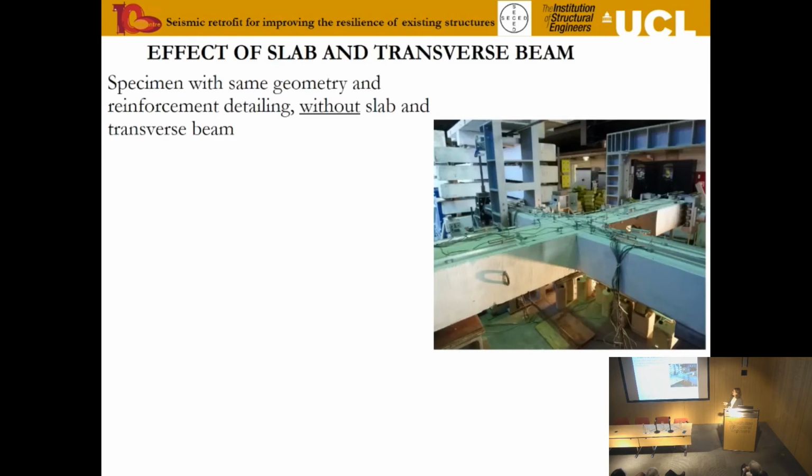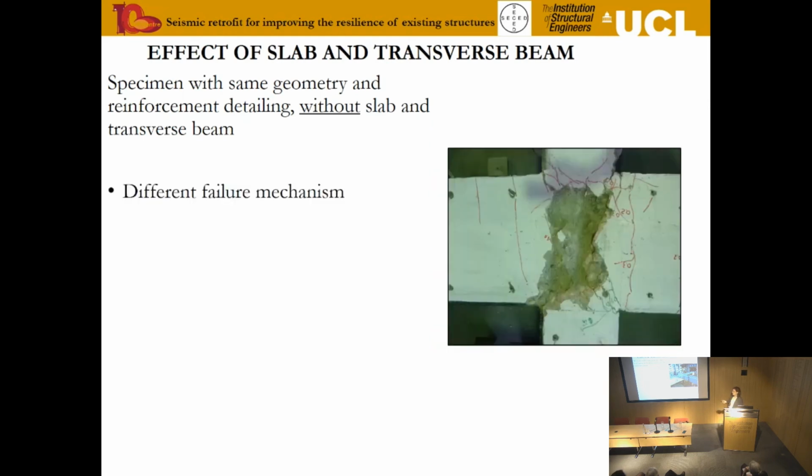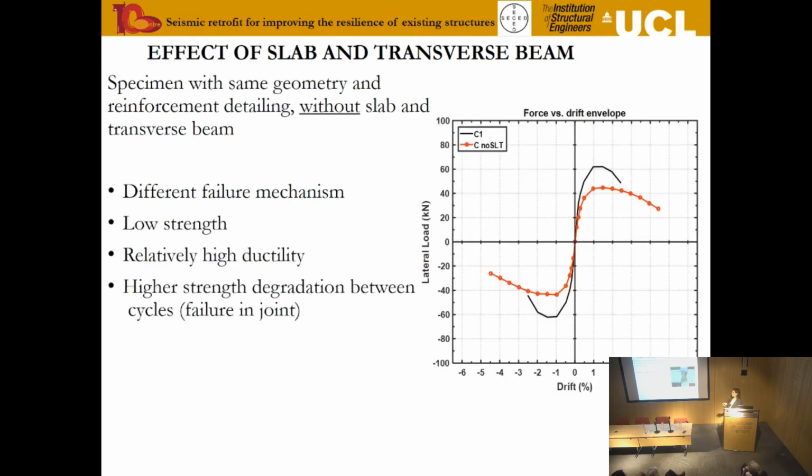If we looked at the same geometry and reinforcement detailing without the slab and transverse beam, so this is the cross geometry, we saw a different failure mechanism, with the failure concentrated at the beam-column connection, exactly like we had seen in the numerical model. We see a completely different failure mechanism, which is really the point. Of course, a lower strength, relatively high ductility in the cross, which is quite interesting, and higher strength degradation because of the failure in the joint.